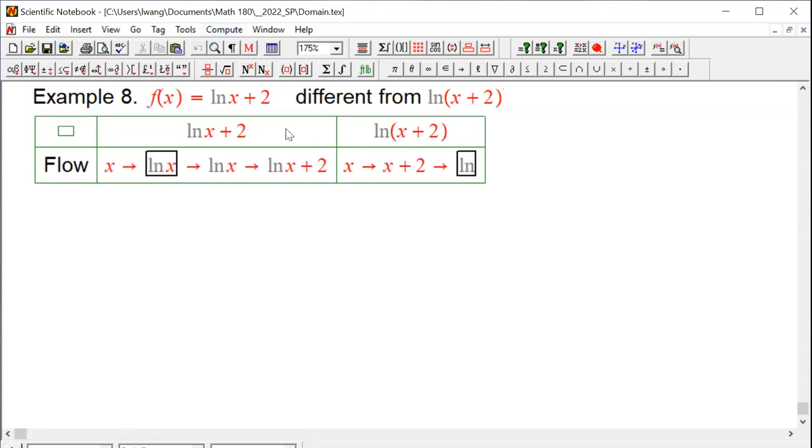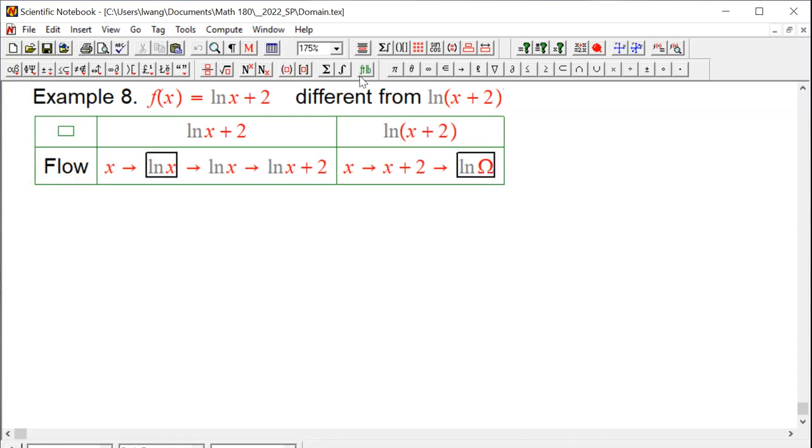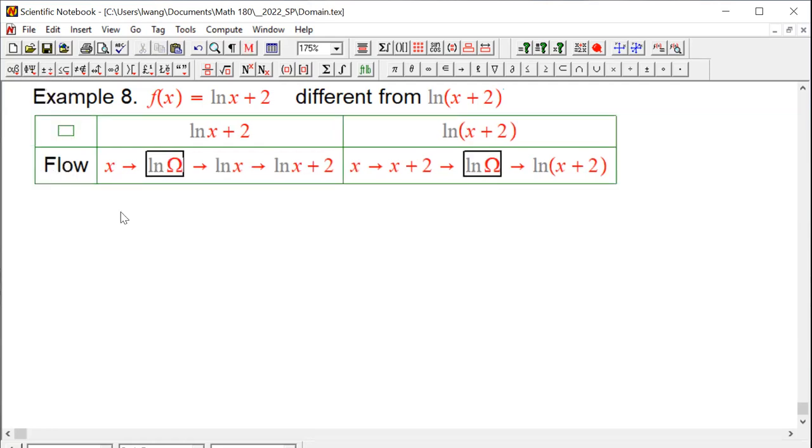Okay, you're going to take ln x. You're going to use that ln x, so you come out with ln x plus 2. And this is done first. So parentheses is done first. Okay, so I'm going to use the same machine. It doesn't really matter because it's just symbolic. Okay, symbolic. So you can see they have different flow.